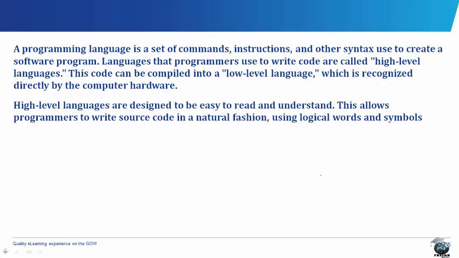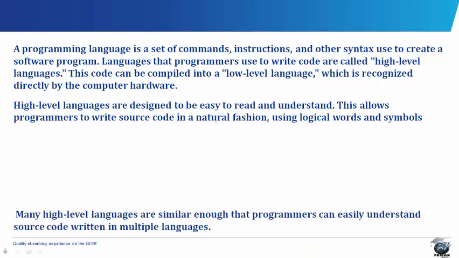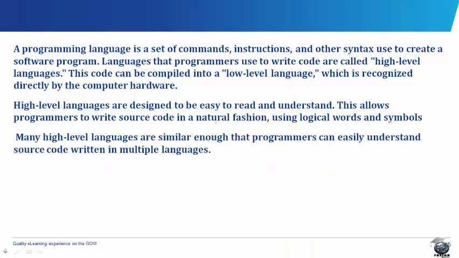High-level languages are more easily understood by humans, while low-level languages are more of zeros and ones, machine language that humans cannot readily understand. These high-level languages allow programmers to write source code in a natural fashion, using local words and symbols. Many high-level languages are similar enough that programmers can easily understand source code written in multiple languages.